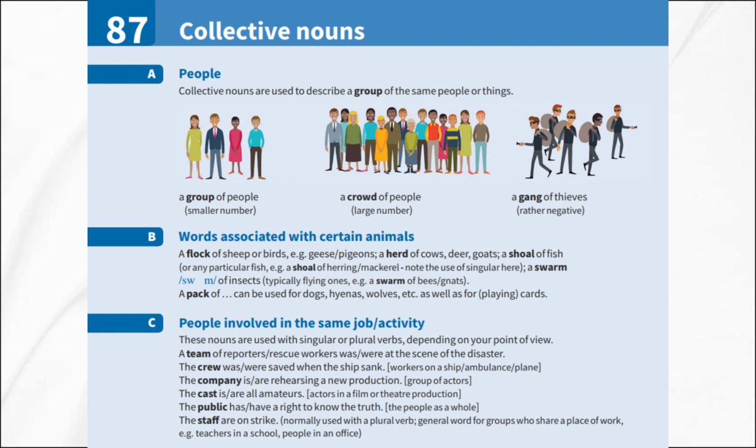Words associated with certain animals. Different animals have specific collective nouns. Here are some common ones. A flock of sheep or birds, for example, a flock of geese or pigeons. A herd of cows, deer, or goats. A shoal of fish, or any particular fish, such as a shoal of herring or mackerel. Note that we use the singular form of the fish name here.